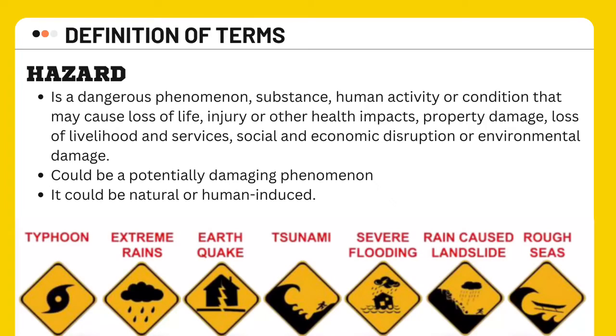Next is the definition of terms. Hazard is a dangerous phenomenon, substance, human activity, or condition that may cause loss of life, injury, or other health impacts, property damage, loss of livelihood and services, social and economic disruption, or environmental damage. It could be a potential damaging phenomenon. It could be natural or human-induced. So here are the examples: typhoon, extreme rains, earthquake, tsunami, severe flooding, rain-caused landslide, rough seas.